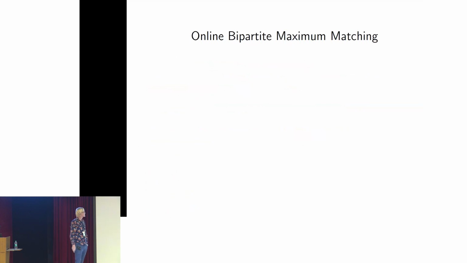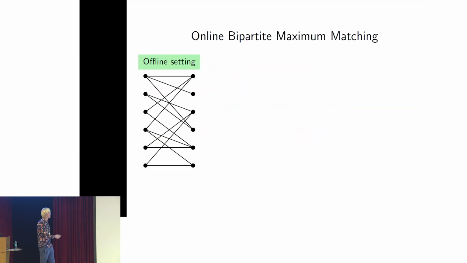So in this paper, we focus on the online bipartite maximum matching problem. And just to recap what it is, in the offline version of this problem, we're given a bipartite graph, and the goal is to find a maximum matching. And this is a problem that can be solved efficiently in polynomial time.